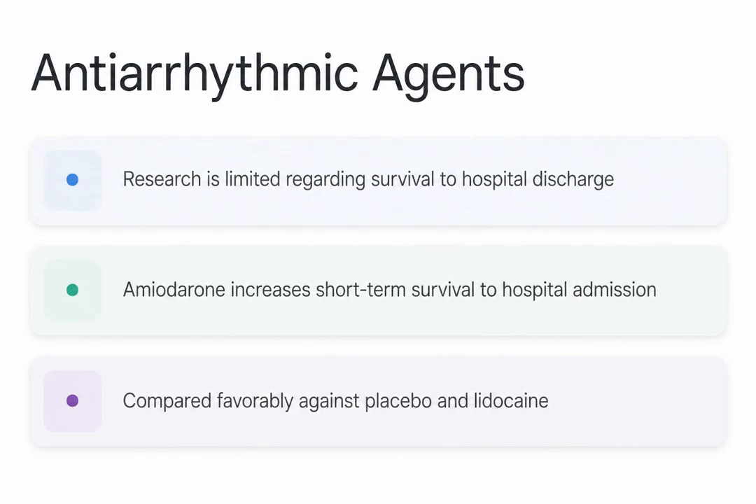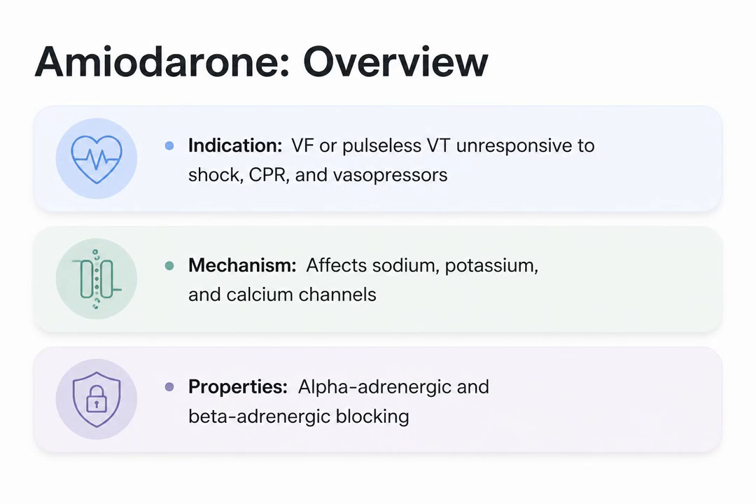Moving on to antiarrhythmic agents. Similar to vasopressors, there is a lack of definitive research showing that routine antiarrhythmic administration improves long-term survival to hospital discharge. However, amiodarone has been shown to increase short-term survival to hospital admission when compared to a placebo or lidocaine. Amiodarone is considered for the treatment of ventricular fibrillation or pulseless ventricular tachycardia that remains unresponsive after shock delivery, CPR, and a vasopressor. It is a highly complex drug.